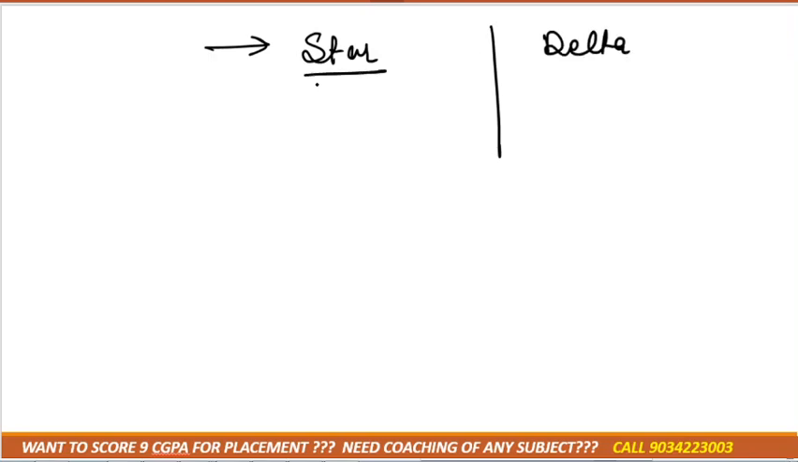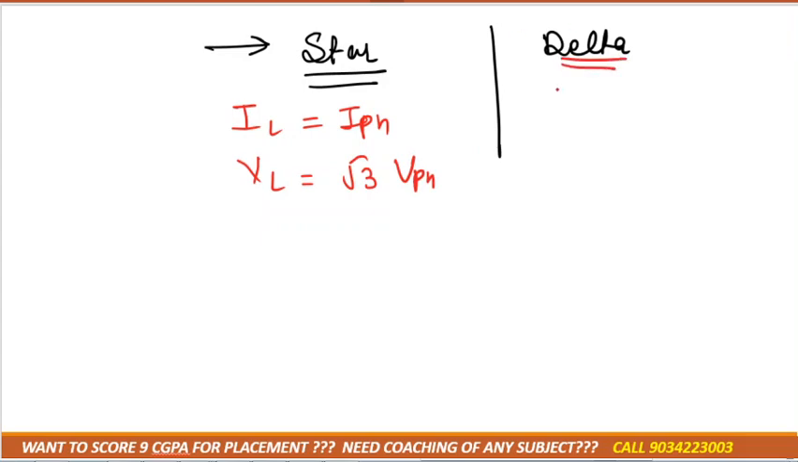In the star connection, line current and phase current are equal, but there is a difference between the line voltage and phase voltage, that is VL and VPH. Similarly delta is opposite: in delta the voltage is the same, meaning the line voltage and phase voltage are the same, but the current is different. IL is equal to root 3 times IPH. Now you don't know what line current is and what phase current is, right?